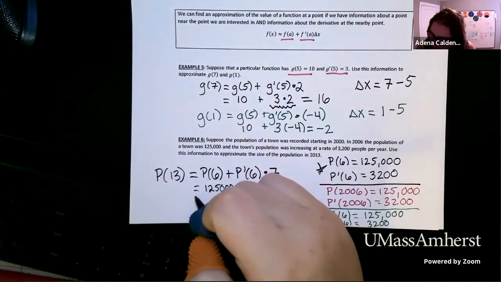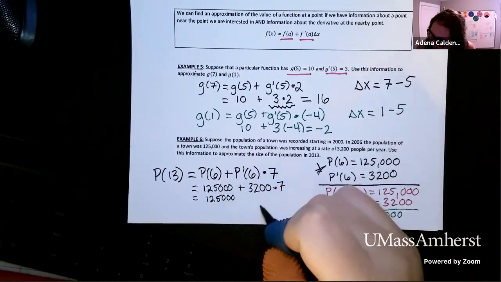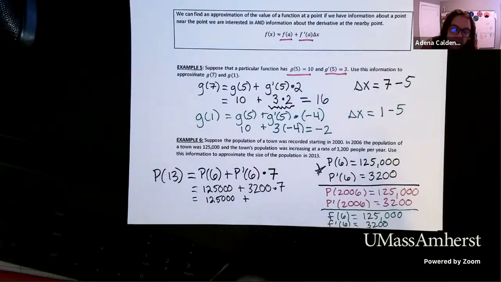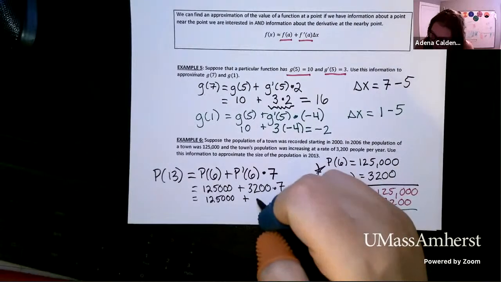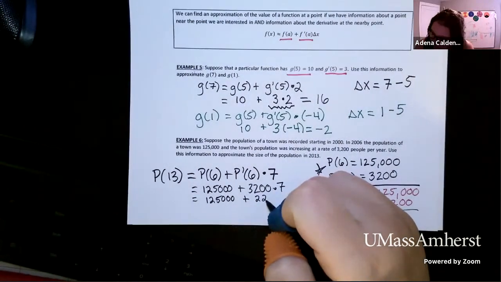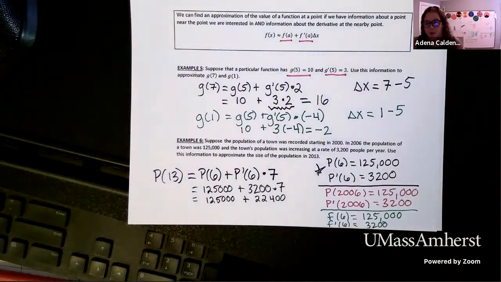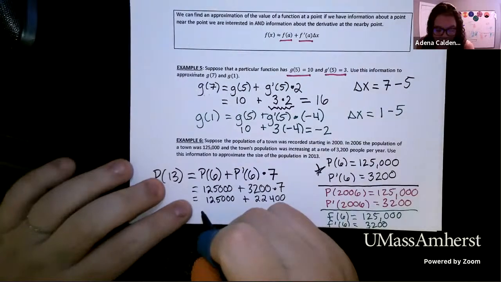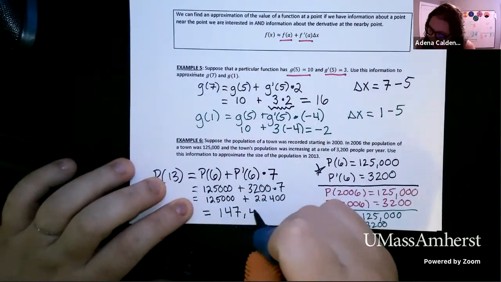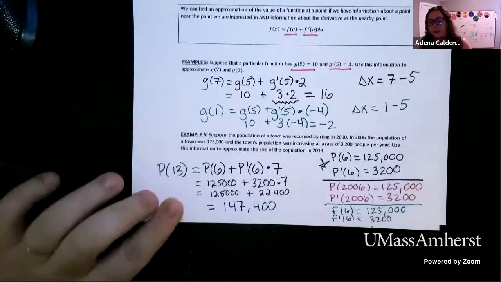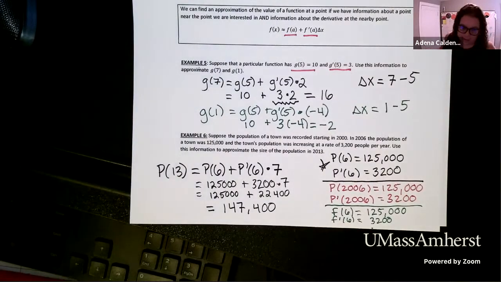So again, I want to remind you that the order of operations is really important, which means we have to do the multiplication first. So the 3,200 times 7 is going to give me 22,400. And then I will add that number onto 125,000. So that's going to give me 147,400. So that's my approximation for the population in 2013, right?